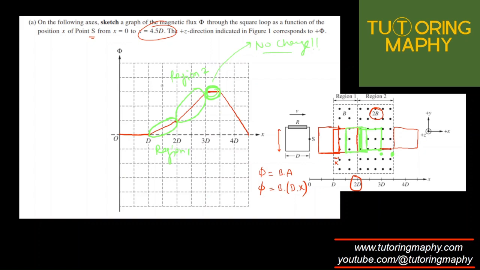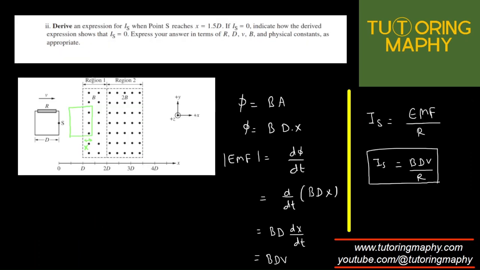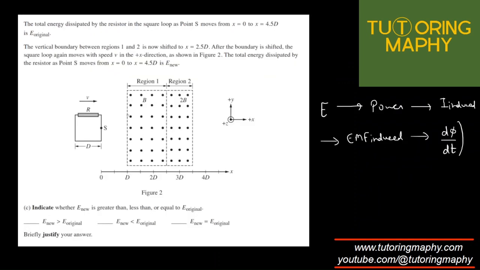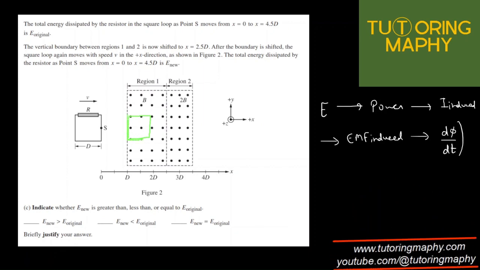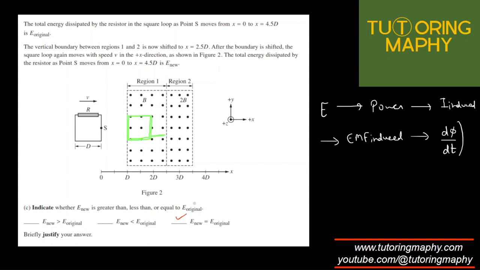So it's same, right? Even though you increase region 1 now, the flux initially, sorry, this one, where the flux is changing is this much. Now from here to here, anyway, the flux is not changing. So it doesn't matter whether it's in region 2 or region 1, there's no change of flux. So EMF induced will not depend on it, and hence E new and E original are equal.